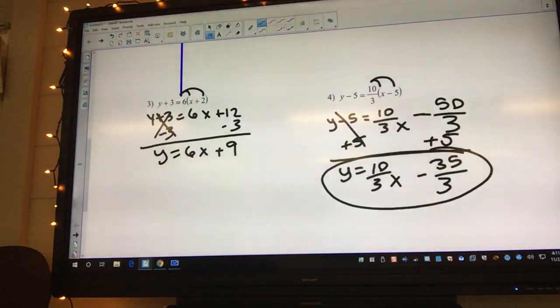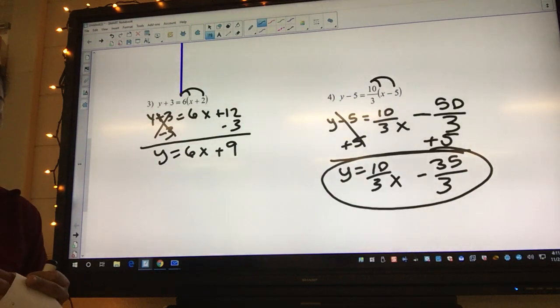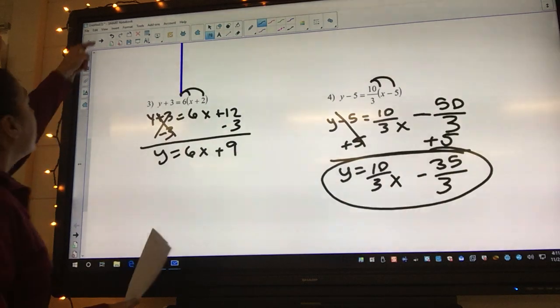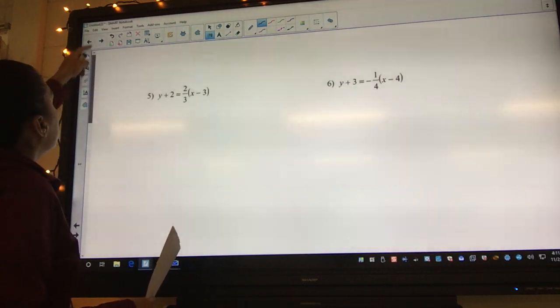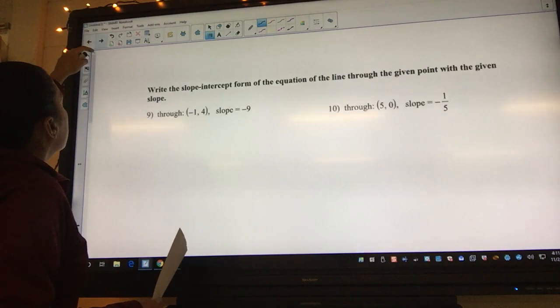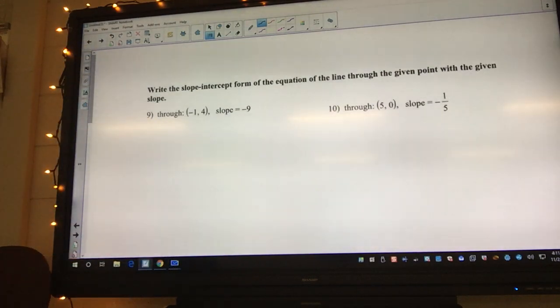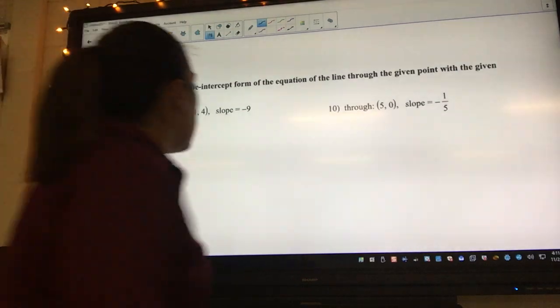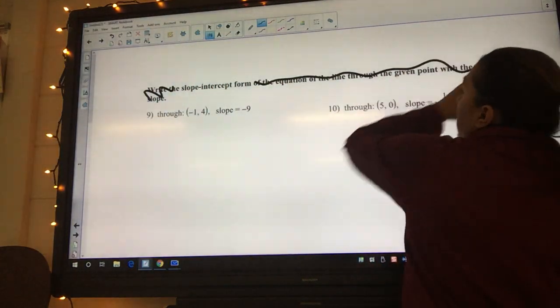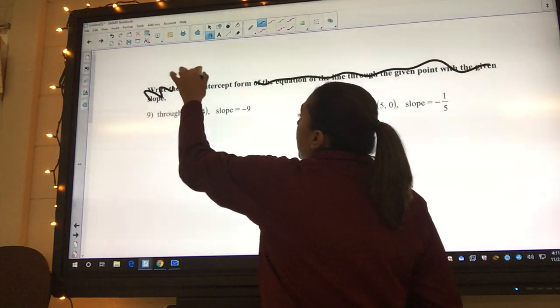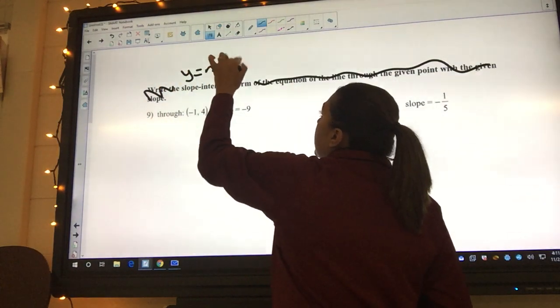Okay, so right now you're going to do 5 through 8. Those are the same type. And then I'm going to continue on and go to number 9. Number 9 says write slope-intercept form, and all this other junk is kind of irrelevant. So, slope-intercept form is y equals mx plus b.